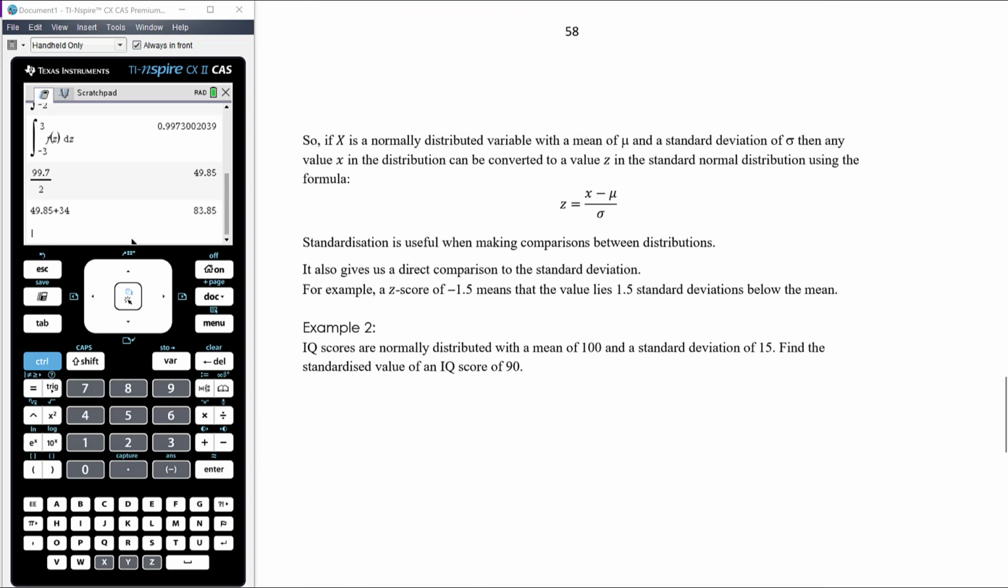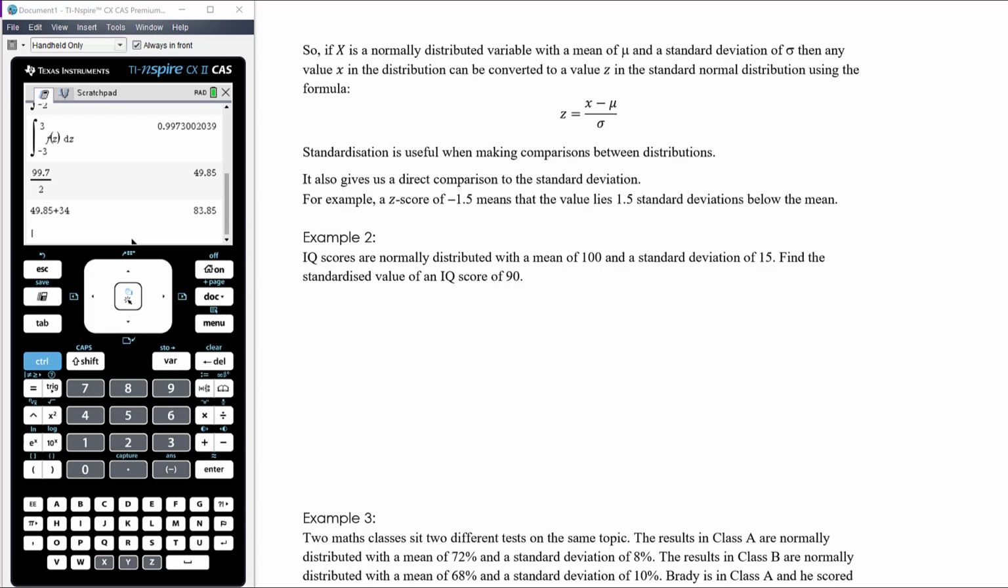So, as it says over this next page, if x is a normally distributed variable with a mean of mu and a standard deviation of sigma, then any value x in the distribution can be converted to a value z in the standard normal distribution using this formula. You take the x value, subtract the mean, and divide by the standard deviation to get the z-score. Standardization is useful in making comparisons between distributions, and we'll have a look at that in an example. But it also gives us a direct comparison to the standard deviation.